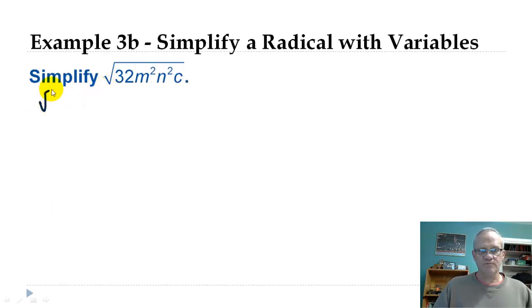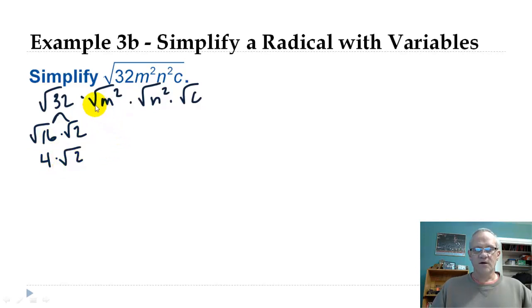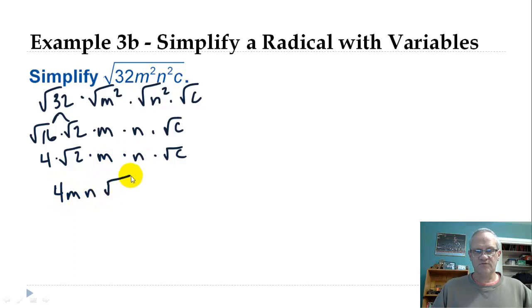Square root of 32, square root of m squared, square root of n squared, square root of c. Split them up separately. 32, I'm going to go with 16 and 2 because the square root of 16 is 4. Square root of m squared, they'll cancel and just give us m, right? So m, and here same thing, but it just gives us n. And the c, that can't do anything because it won't work there. There's no date. All right, let's put everything together. So I've got 4 m n square root of 2c.